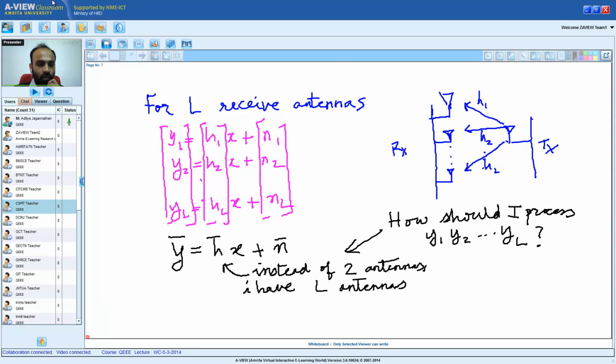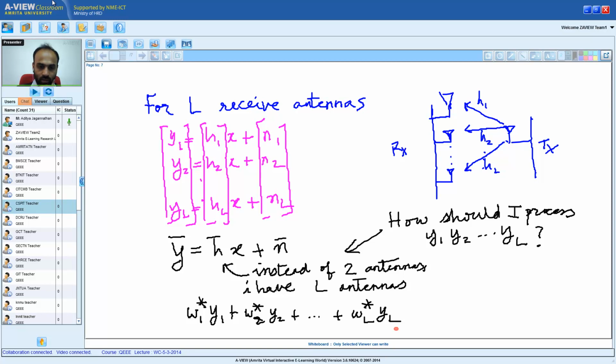We have to perform a weighted combination of the outputs. Can someone tell me what the weights are to perform the weighted combination? That is correct. We have to perform W1 conjugate Y1 plus W2 conjugate Y2 plus WL conjugate YL. We have to perform a weighted combination of the outputs.